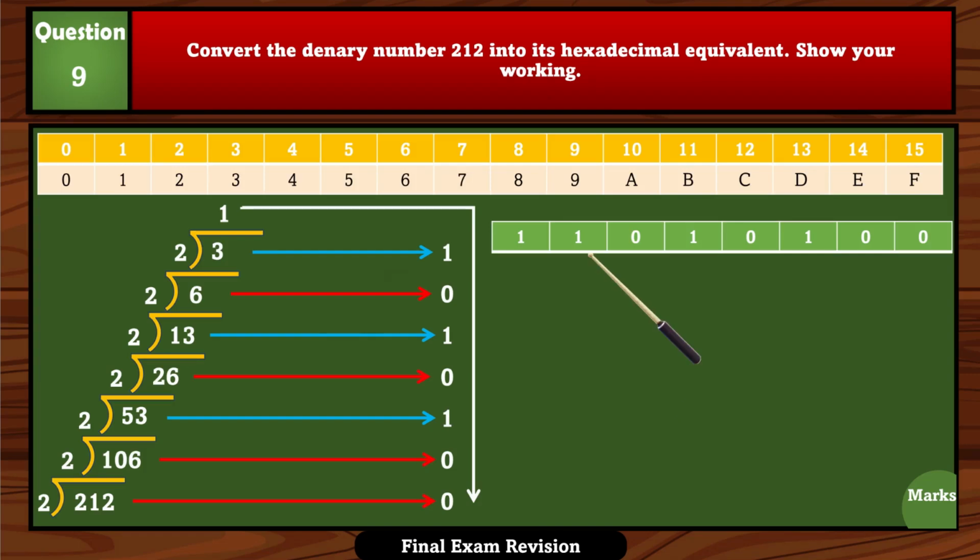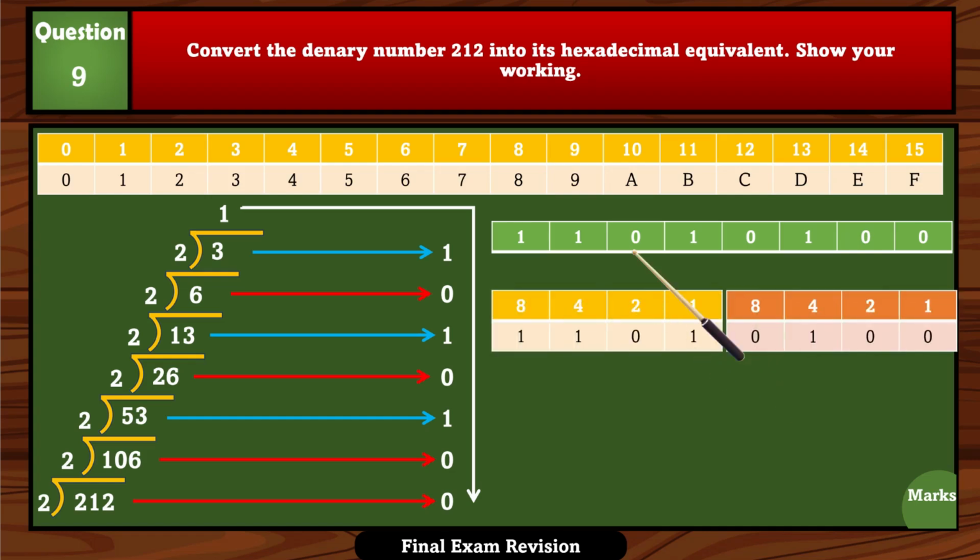Next, we need to write the bits. So these are the bits. Okay, and next step is what? Next, we need to divide the bits into groups of 4 bits, because each hexadecimal number is represented using 4 bits. So first 4 bits, these are 1 1 0 1, and next 4 bits are what? 0 1 0 0.